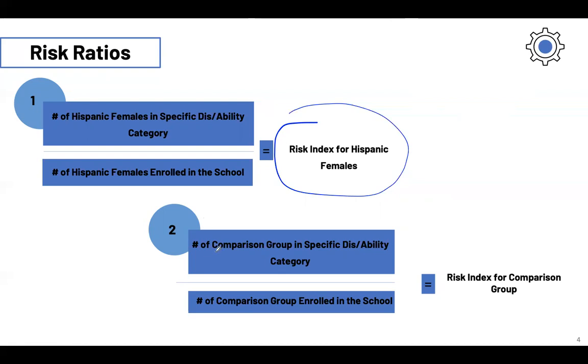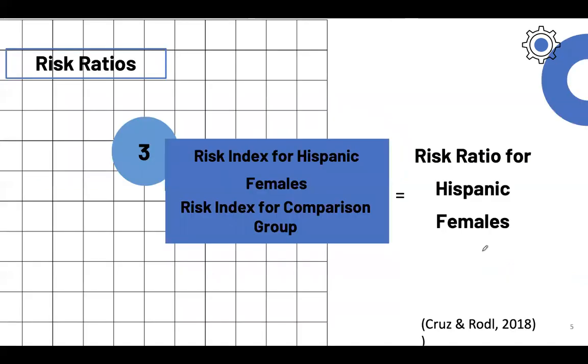That's not very helpful without the presence of a comparison group. This can be either the rest of the population, excluding Hispanic females, or white females. For this, we calculate the risk index again by dividing the number of the comparison group in the specific disability category by the number of the comparison group enrolled in the school as a whole. After we calculate the risk indexes for these 2 groups, we can then calculate the risk ratio. We calculate the risk ratio by dividing the risk index for Hispanic females by the risk index for the comparison group.